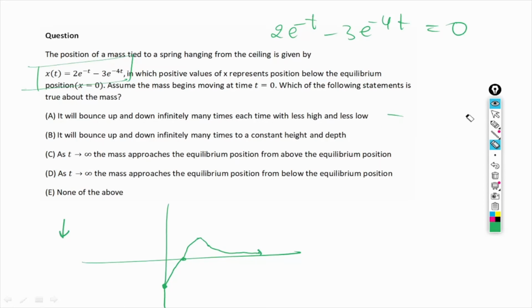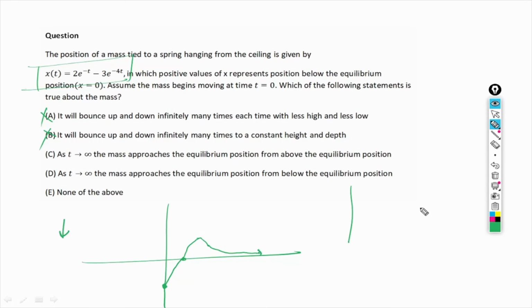So now we can read the given options one by one. First is the mass will bounce up and down infinitely many times, each time with less high and less low. We can clearly see that the mass goes down, then it comes up, but it does not cross the x-axis, and it does not oscillate up and down. So both options A and B are wrong, because from the motion of the mass we can tell that it is not oscillating. It is just going down and then coming back up again to the equilibrium point.